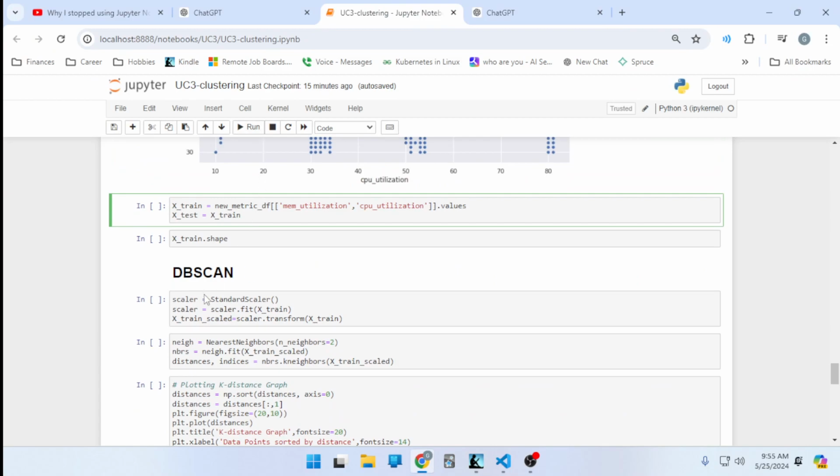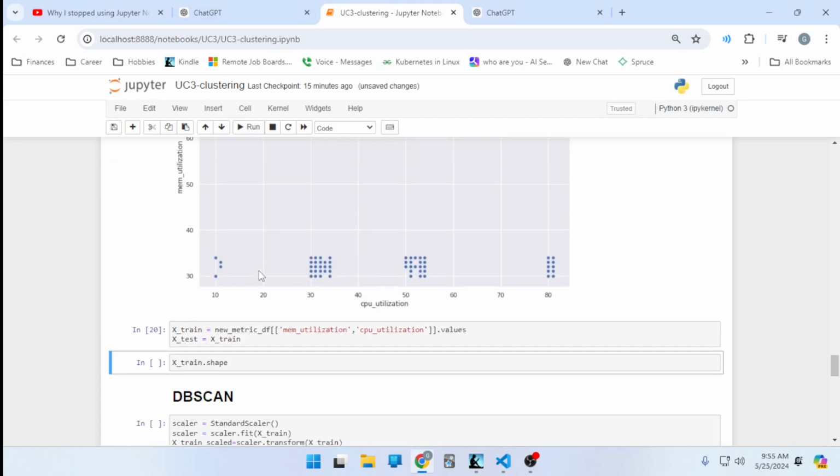All right, so that's moving on to the DBSCAN section.